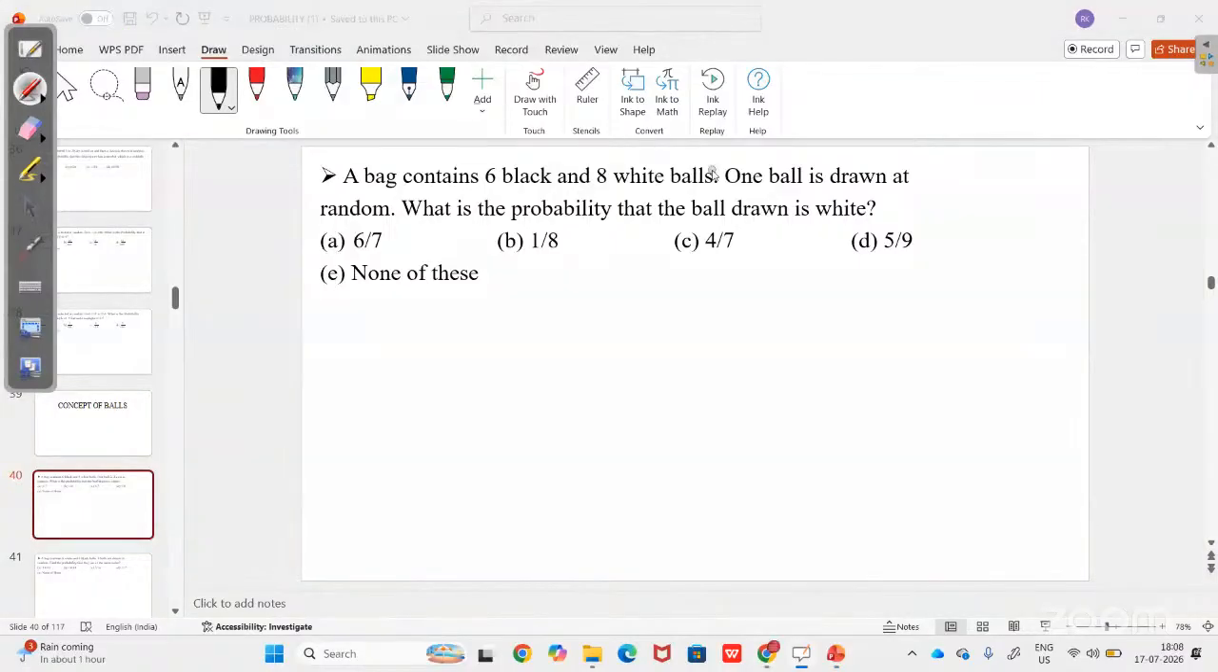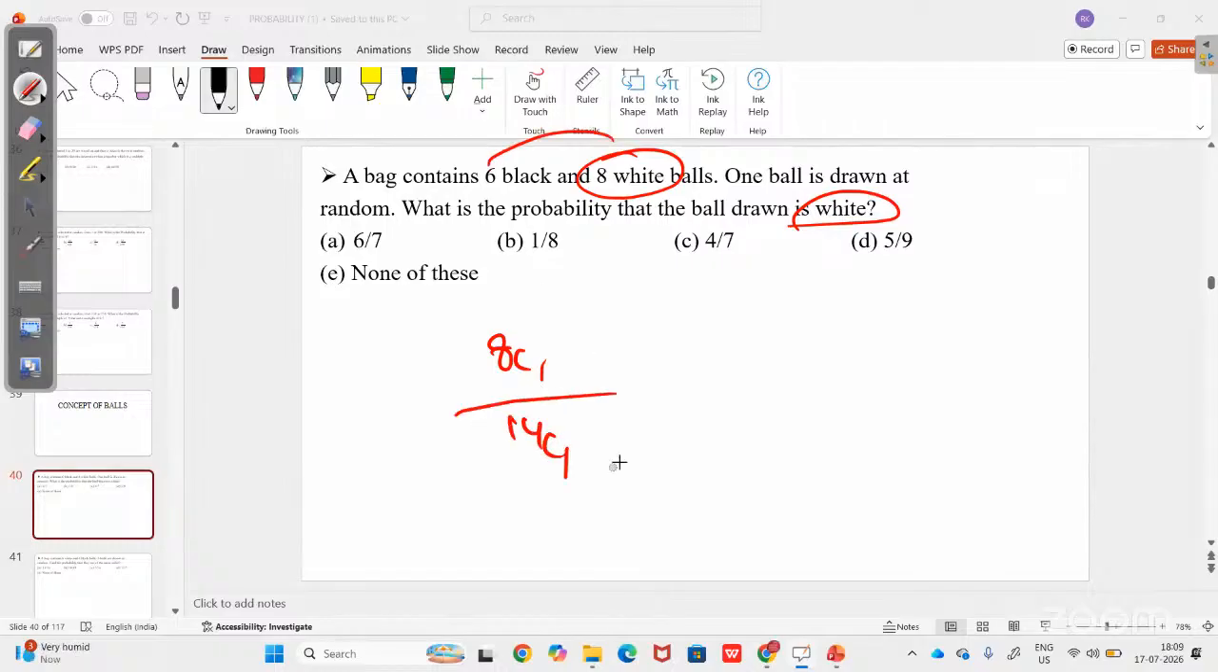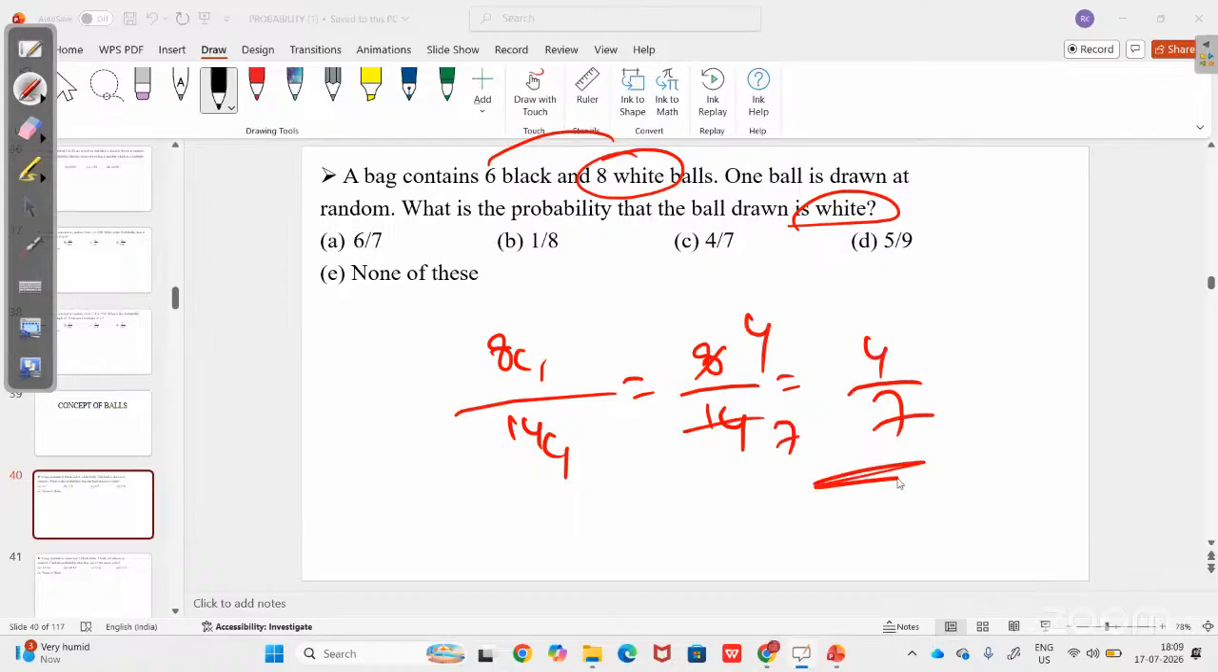So we need to select a white ball. How many white balls do we have? 8. 8C1 divided by the total, how many balls do we have? 14. 8C1 by 14C1. So that is 8 by 14. 8 by 14 is nothing but 2 fours, 2 sevens. So the answer is 4 by 7.